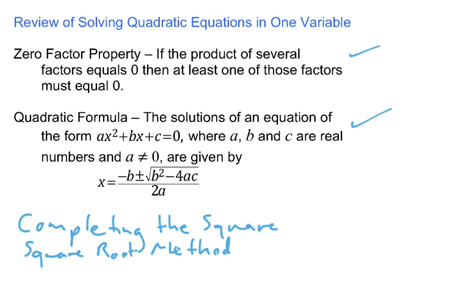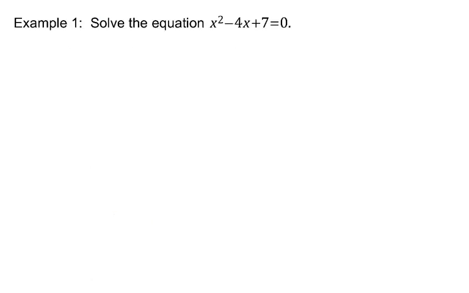Maybe as a little hint before we get too far into these, the zero factor property has a sort of implied necessity to it. You have to be able to factor the polynomial. So if you can't factor the polynomial, you can't use the zero factor property. Keep that in mind. All right. Now, here's our first example. Solve the equation x squared minus 4x plus 7 equals 0. Take a look at this. I'm going to ask you to stop the video right now and try it, and then come back and see how we do.